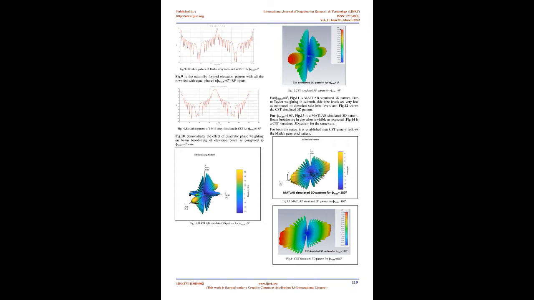Fig. 4. Element phase excitation for n equals 16 elements for various φmax values.